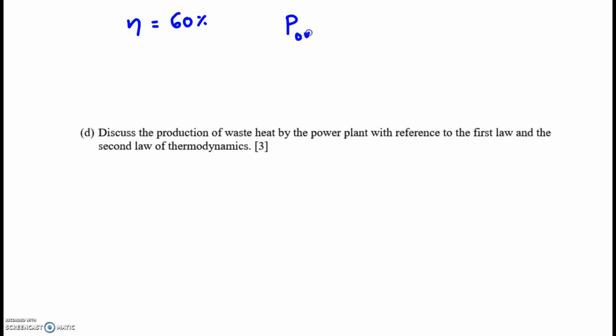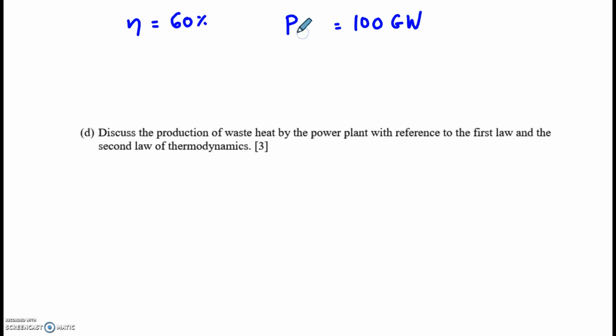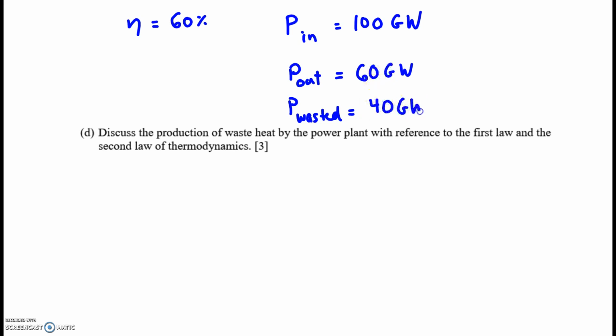Your power output, ready for it? 100 gigawatts. That is a lot. No, let's make that your input. That's your power input. That's how much goes into your power station. What do you get out? You tell me. Your input is 100. You're 60% efficient, so you get out 60 gigawatts. So what's the wasted energy? What's the rate? Power is the rate. So what's the rate at which we waste energy? Well, it would just be 40 gigawatts, right?